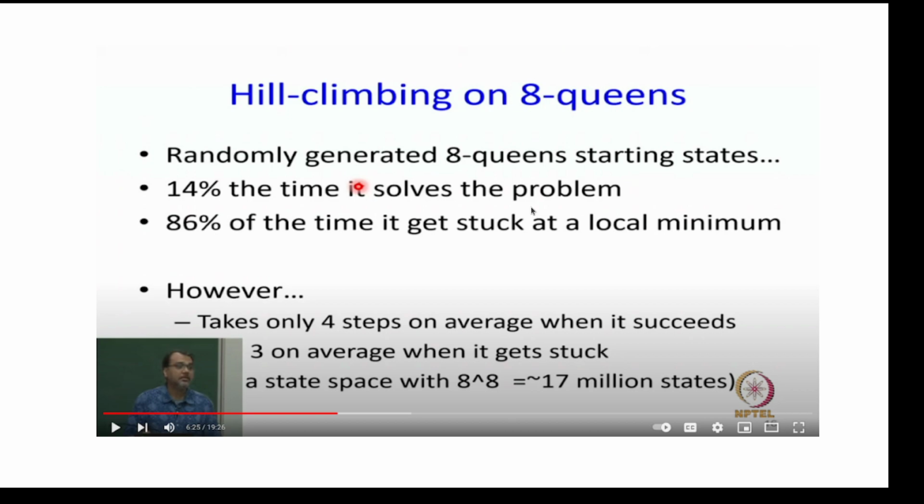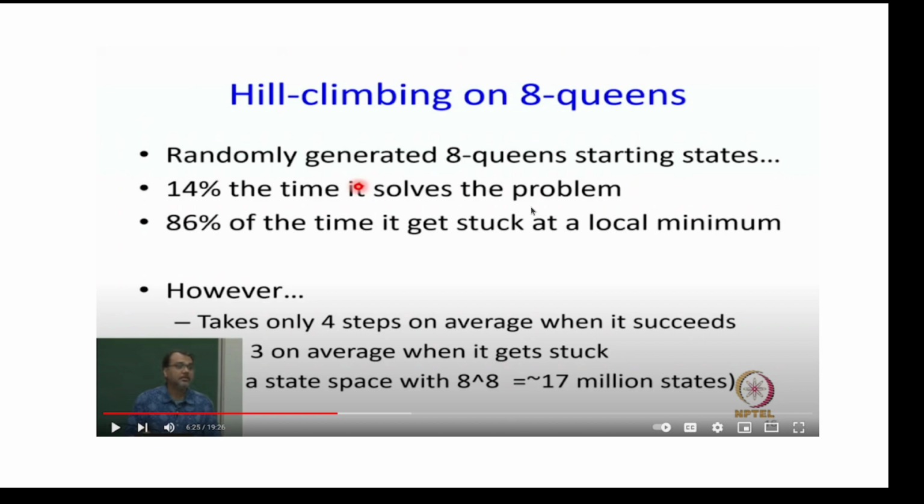So this is the stats when you apply hill climbing on the 8 queens problem. What is the 8 queens problem? A chessboard, 8 queens. I want to arrange the 8 queens in such a way that the number of pairs of queens that attack each other is minimum.